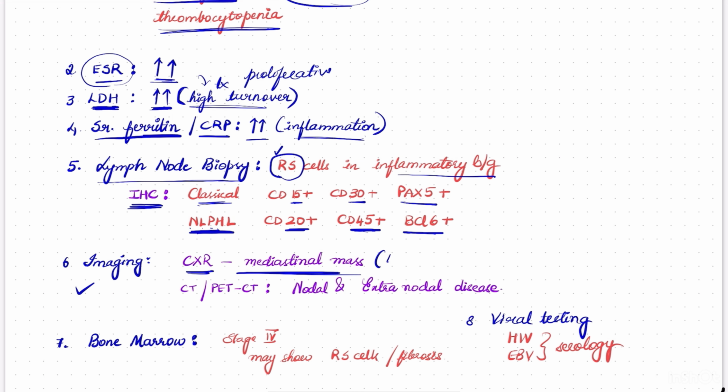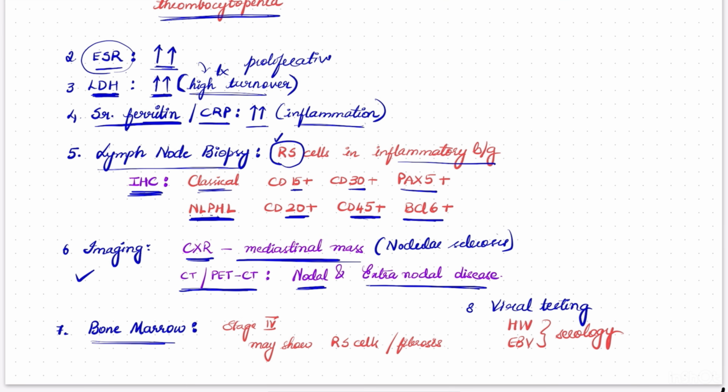Coming to the imaging, the chest X-ray might show mediastinal masses. This is especially prominent in the nodular sclerosis variant. Also, the CT and the PET CT show nodal and extranodal disease. The bone marrow aspiration and biopsy is done in stage 4, that is advanced disease, when there is distant metastasis and the bone marrow gets involved. It may show Reed Sternberg cells, or it can be heavily fibrosed because of RS cell infiltration, which stimulates TGF beta. TGF beta will cause extensive fibrosis.